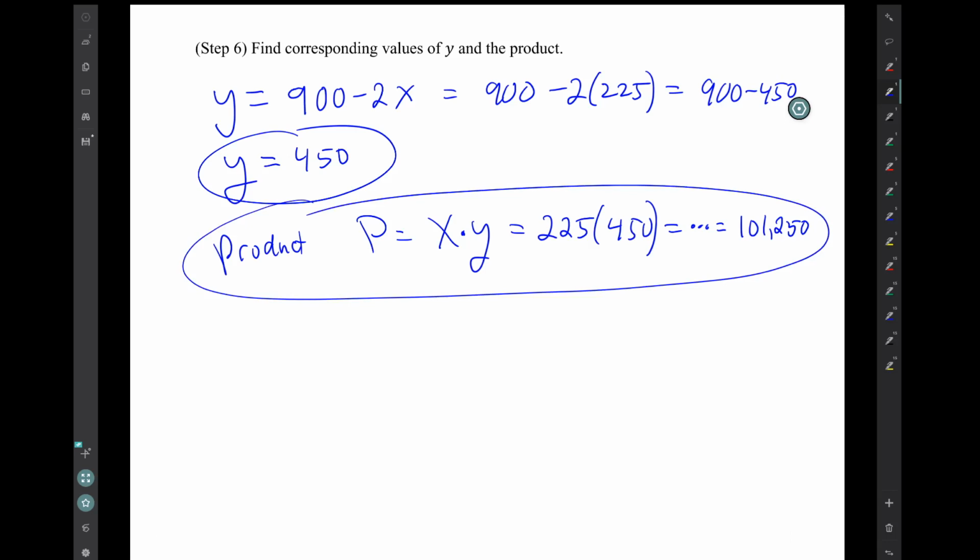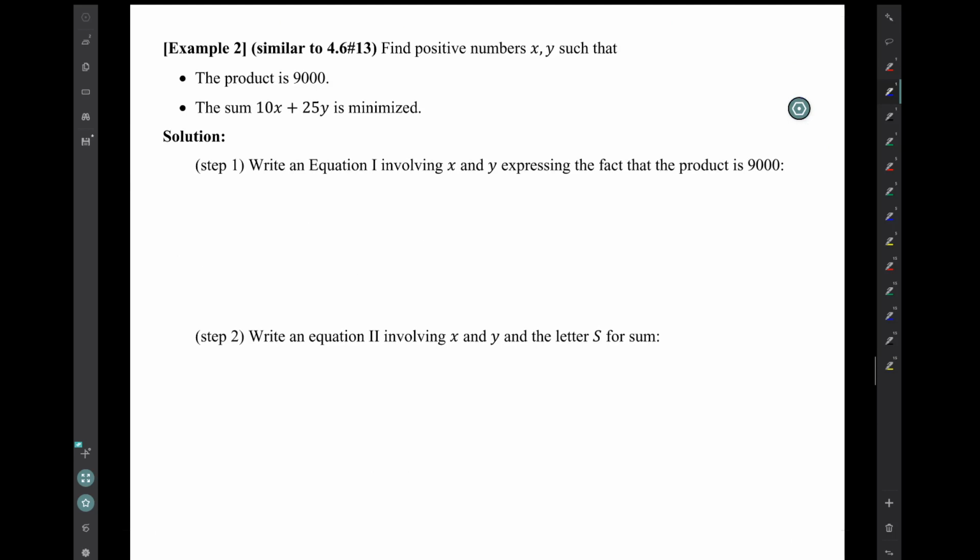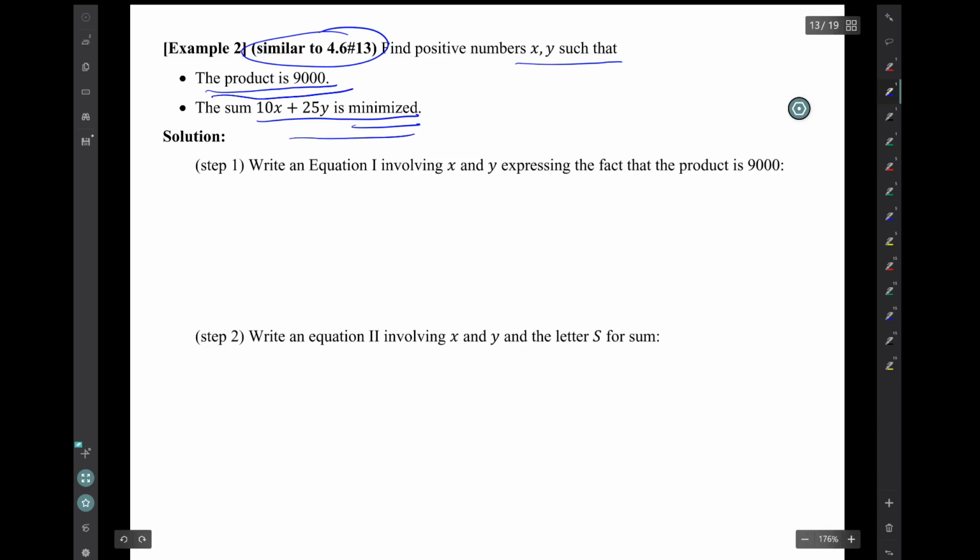That's the end of this example. Example 2. This one's similar to 4.6, number 13. Find positive numbers x, y such that the product is 9,000 and this sum is minimized. So that's very similar to the previous problem. The previous problem, the value of a sum was given, and we were supposed to maximize the product. In this problem, the value of the product is given, and we're supposed to minimize a particular sum.